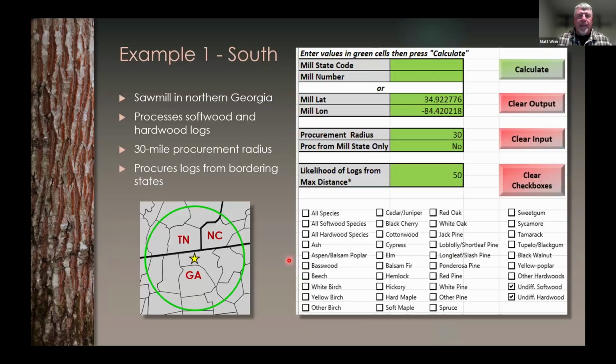So before I give an example, I want to preface this by saying we never give out individual mill information because of our confidentiality agreement. So with that said, this is not a real mill. This is a mill that I made up.